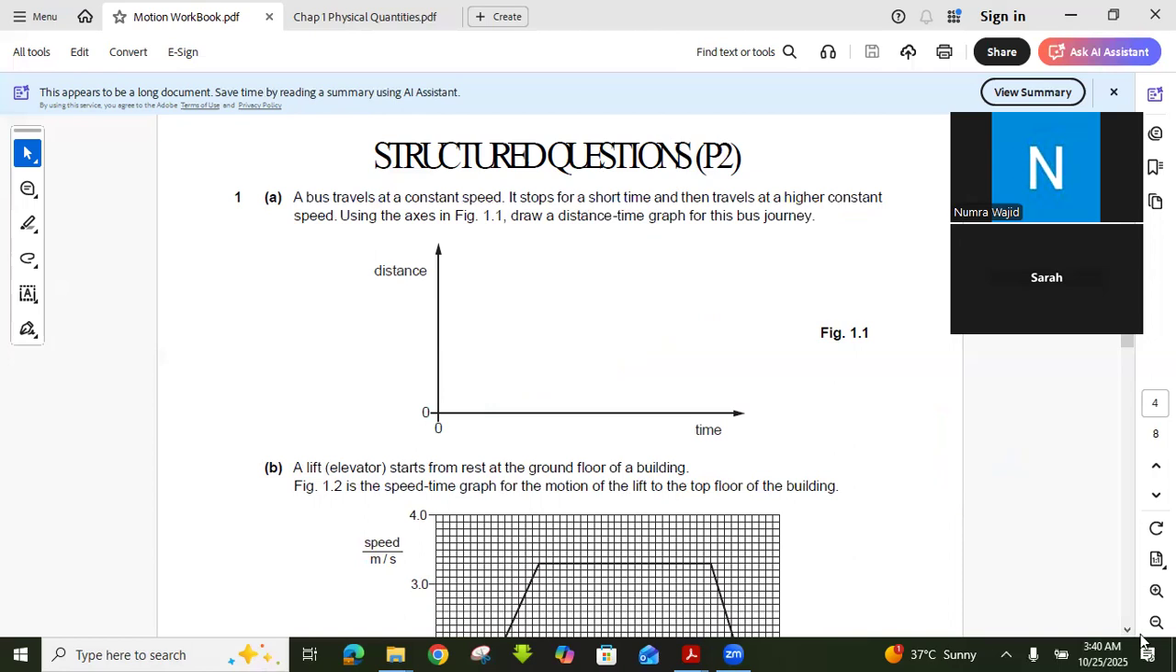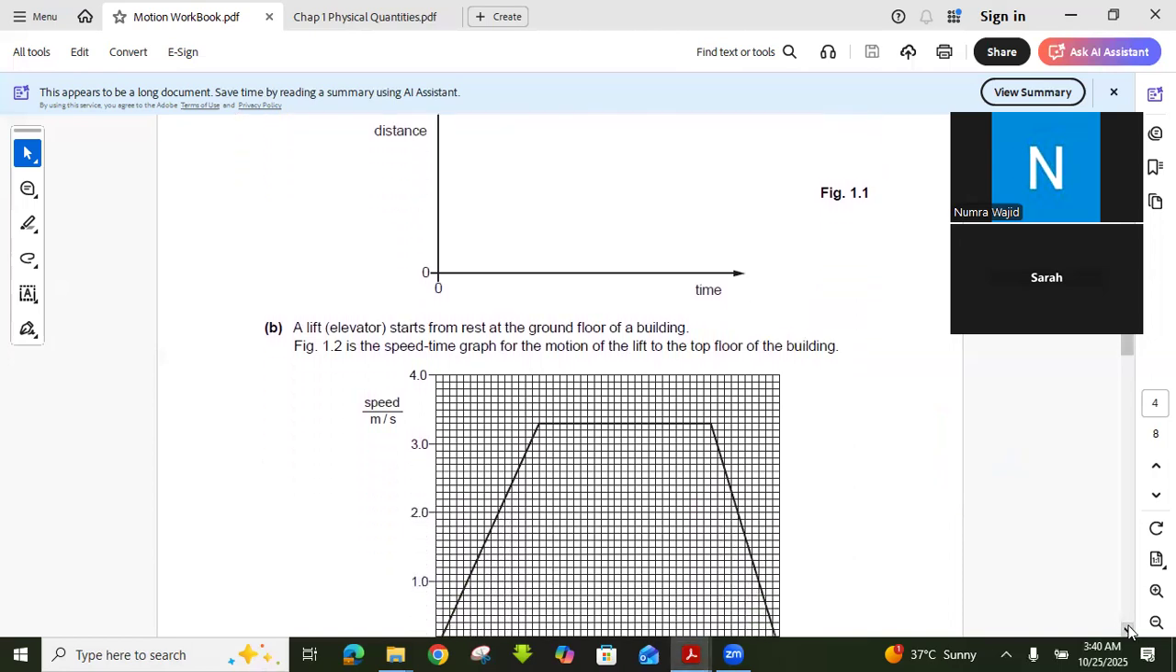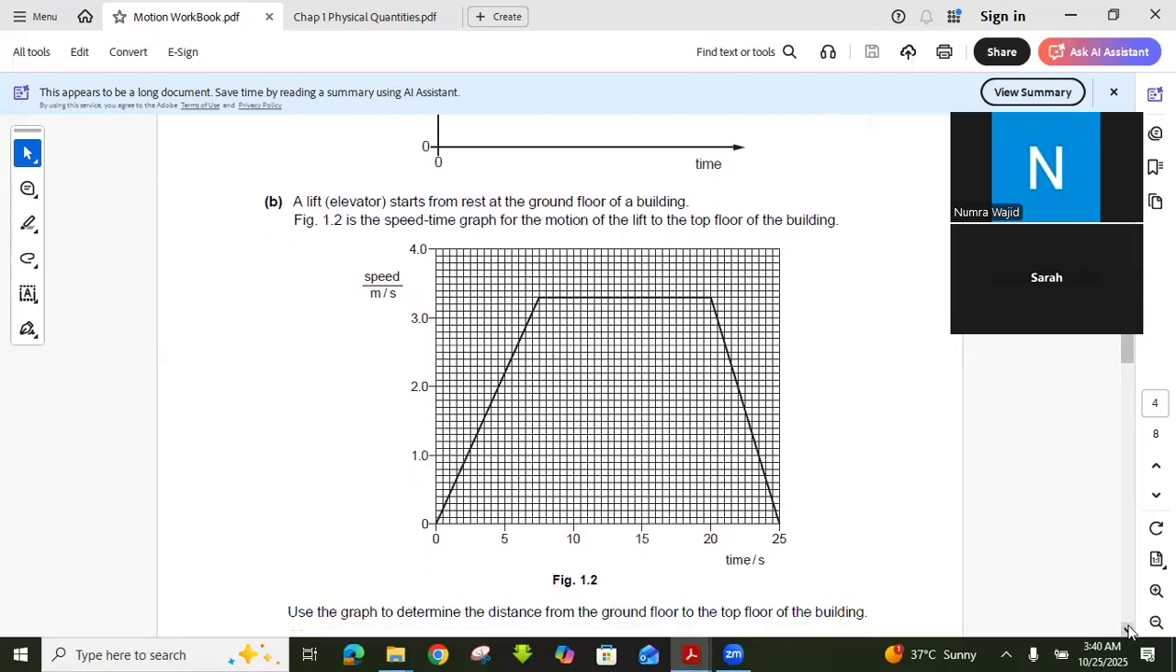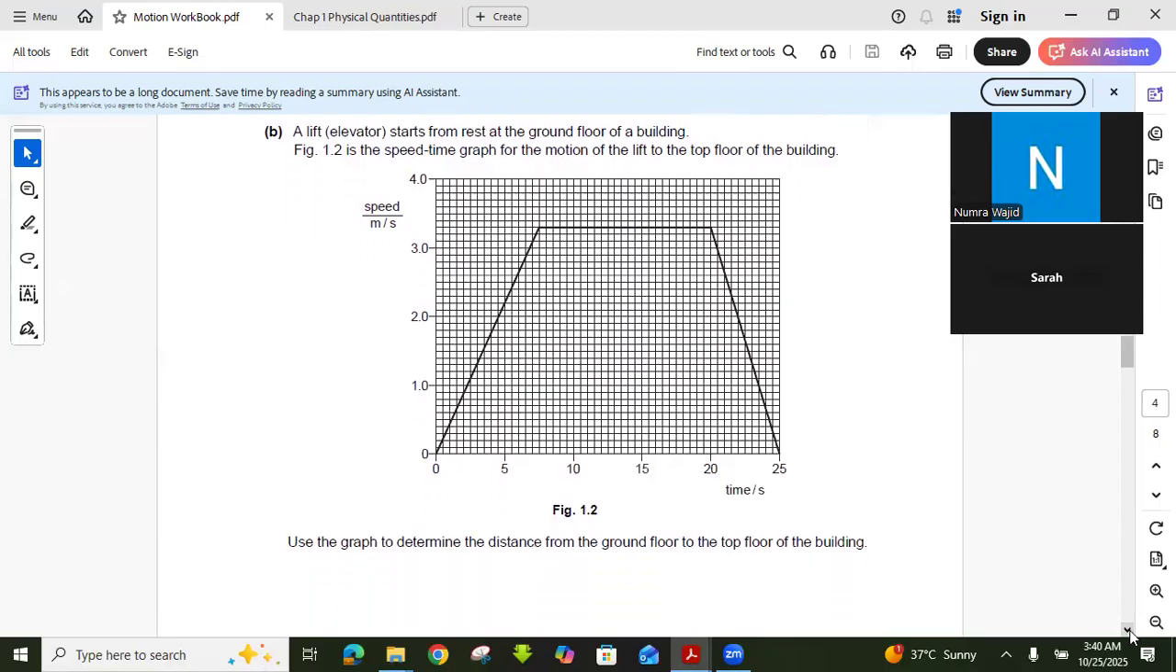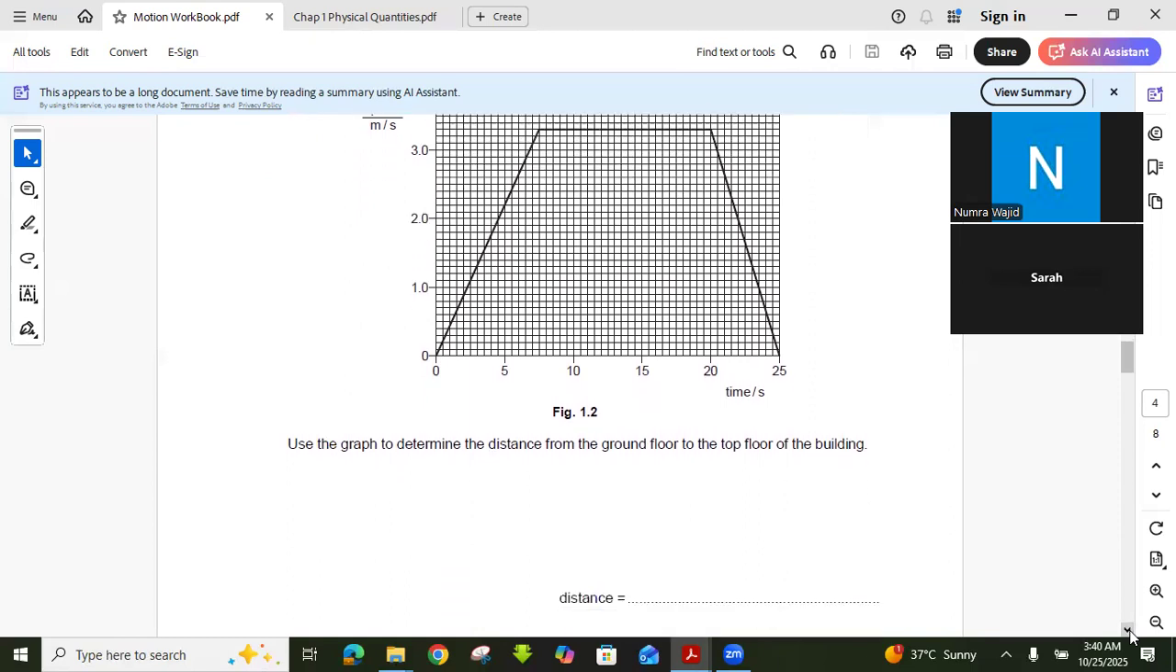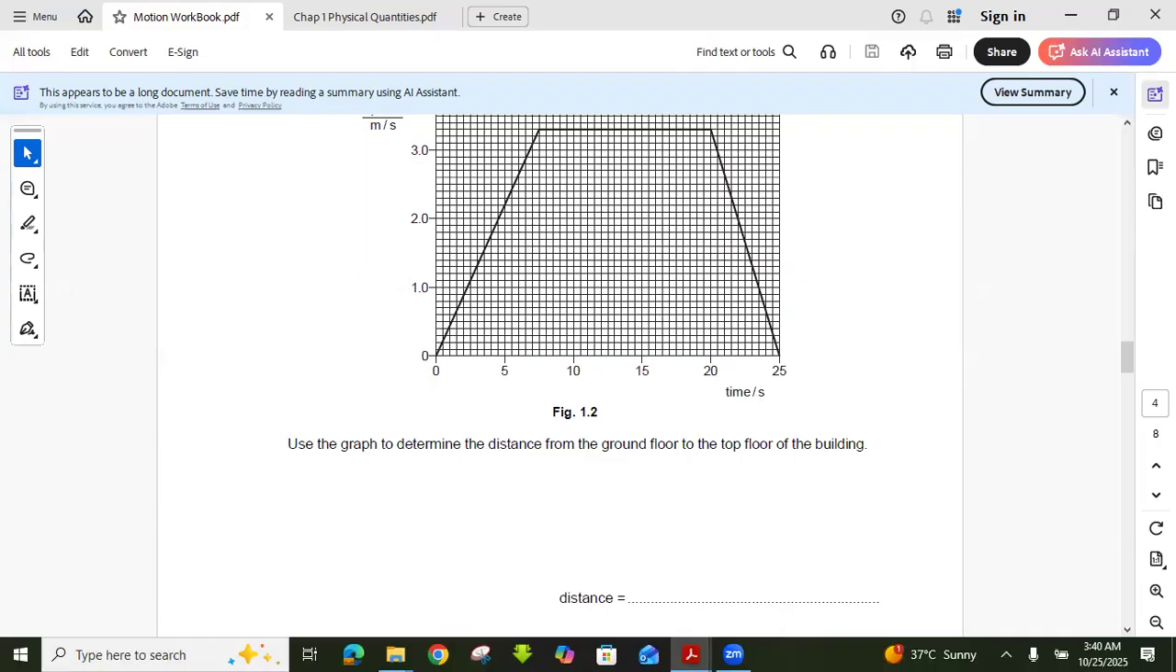So part B, this is a speed time graph. A lift (elevator) starts from rest at the ground floor of a building. This is the speed time graph for the motion of the lift to the top floor of the building. Use the graph to determine the distance from the ground floor to the top floor of the building. You have to find out the distance, and this is the speed time graph. So how can you find out the distance?